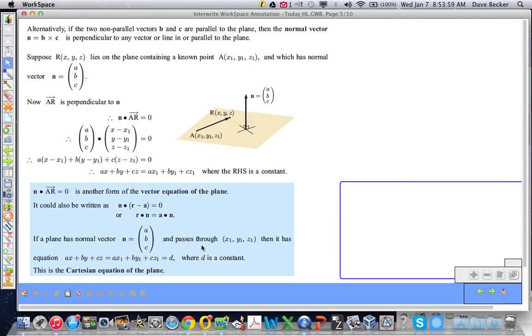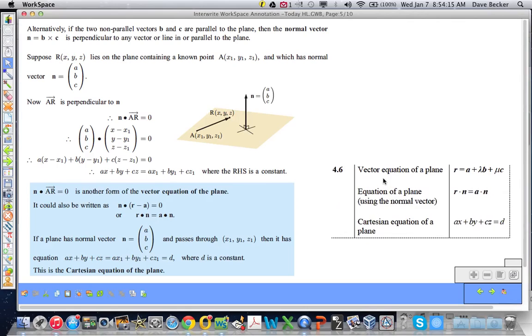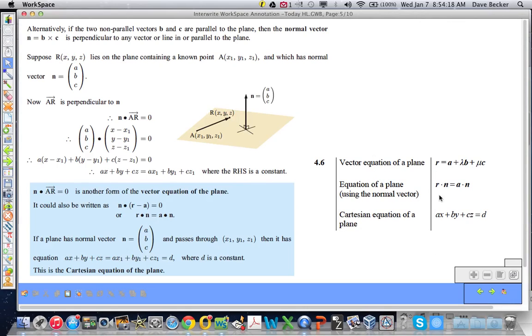Okay, but here's the biggie. If a plane has a normal vector n equal to (a, b, c) and passes through some known point, then it has the equation that we just derived here. This is the Cartesian equation of a plane. Okay, and so there we go. I've derived your vector equation of a plane, the equation of a plane using the normal vector, and the Cartesian equation of a plane. And these are all on your formula sheet.